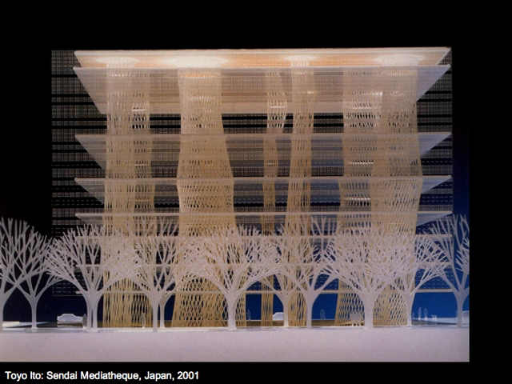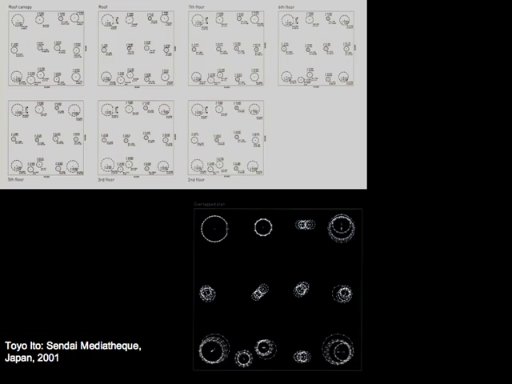Here's, for instance, the competition model of the Toyo Ito Sendai Mediatheque, quite amazing for a competition model. I would almost say that the competition model in this case is much more beautiful than the actual real building. But all the elements were there. And what's really important about the building is not the beauty. It's actually how it works.